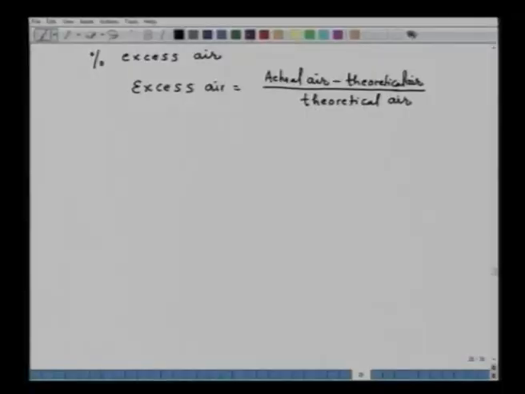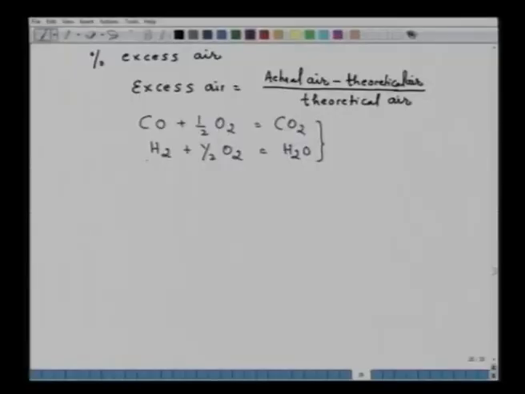So, in this particular case, if you have to calculate theoretical air, then what do we have to consider? We have to consider the following reactions. The reactions are CO plus half O2 equal to CO2, and H2 plus half O2 equal to H2O. These are the two reactions which are responsible for combustion. So, straight away we see 1 mole of CO needs half mole of oxygen, 1 mole of H2 needs half mole of oxygen, that is the theoretical oxygen.